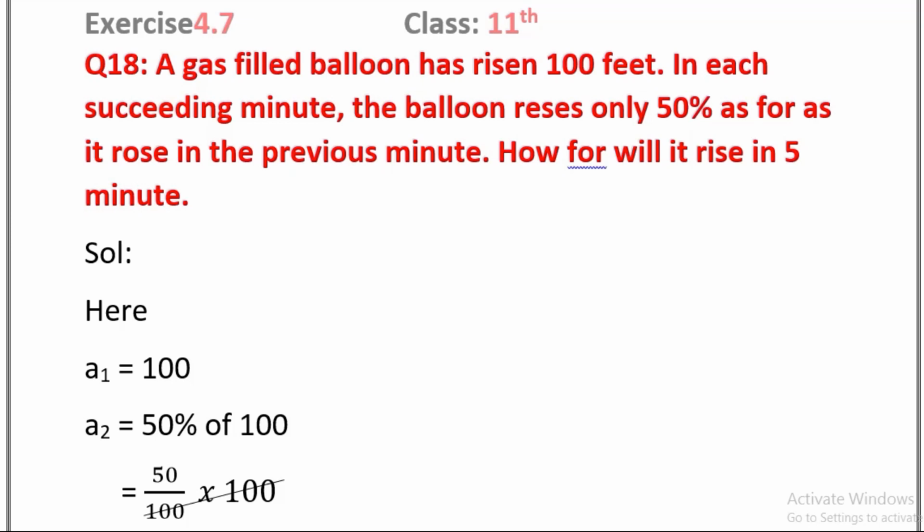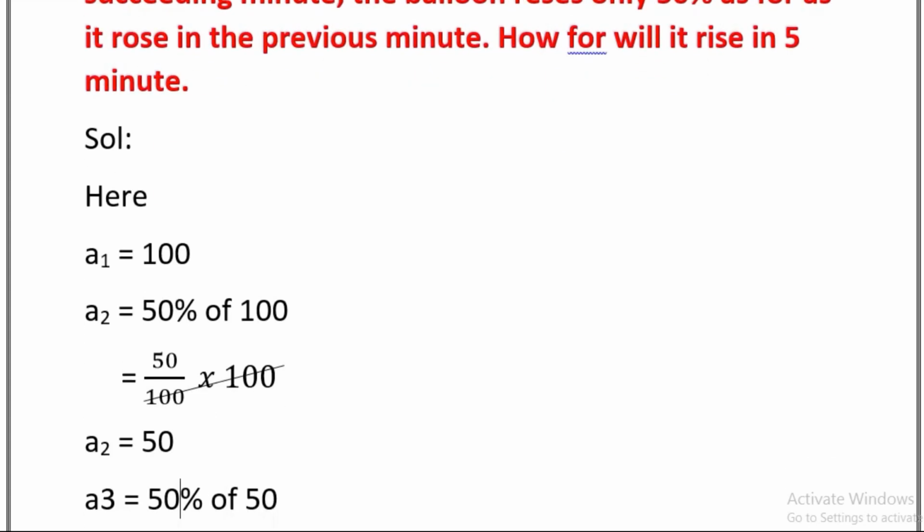A gas filled balloon has risen 100 feet. First term A1 is equal to 100. Next, in each succeeding minute the balloon rises only 50% as far as it rose in the previous minute. So it means A2 is equal to 50% of 100. Percentage can also be written as divided by 100, so 50 divided by 100 multiplied by 100. So 100 cancels. A2 is equal to 50.